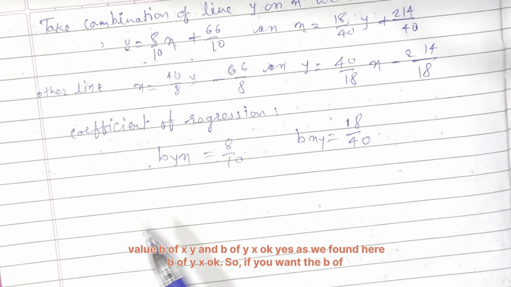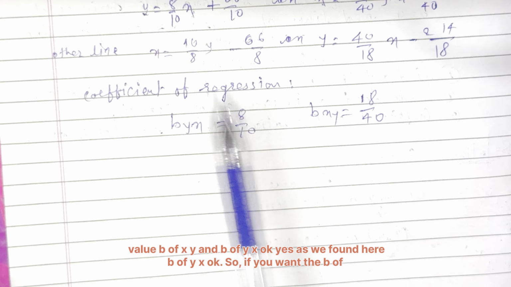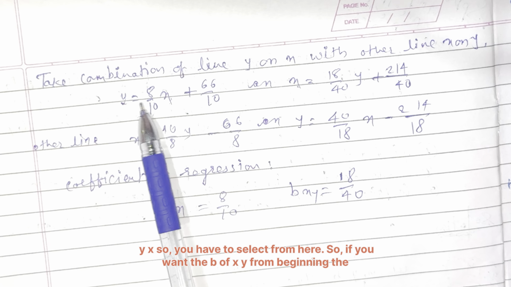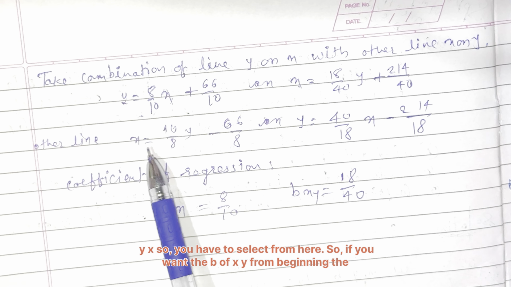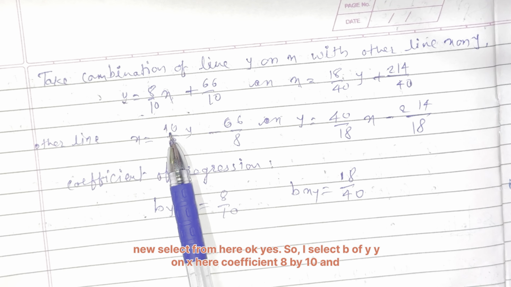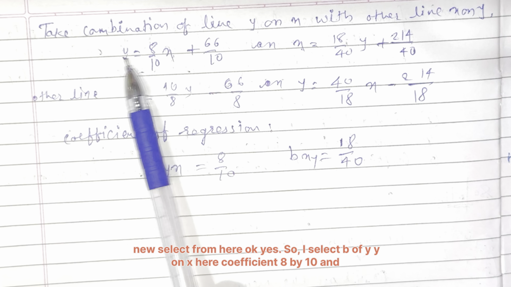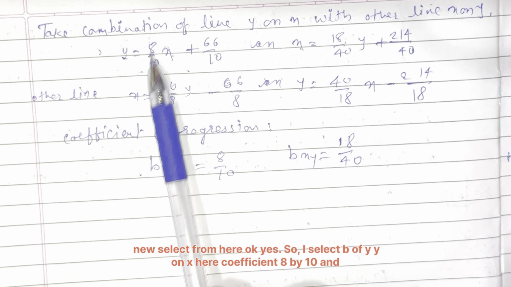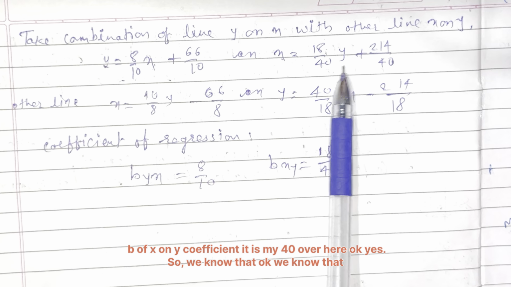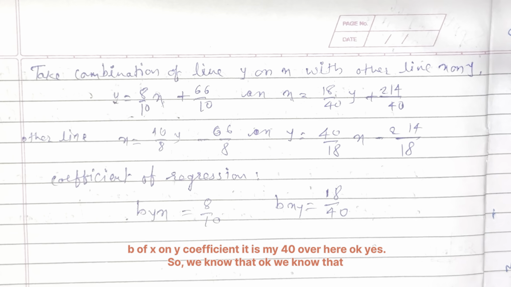As we found here, b of yx. If you want b of yx, you have to select from here. If you want b of xy, then you select from here. So I select b of y on x here, coefficient 8 by 10, and b of x on y, coefficient 18 by 40 over here.